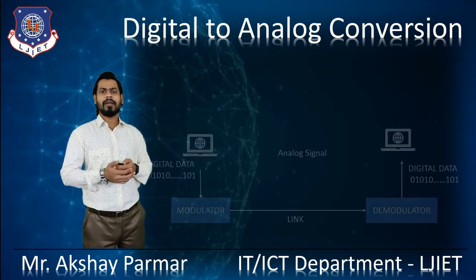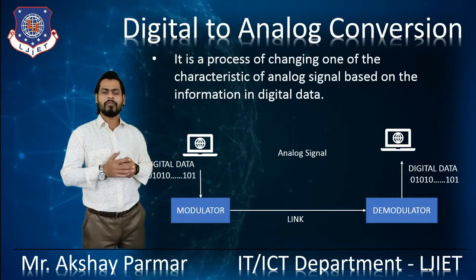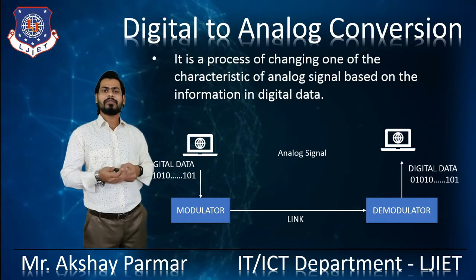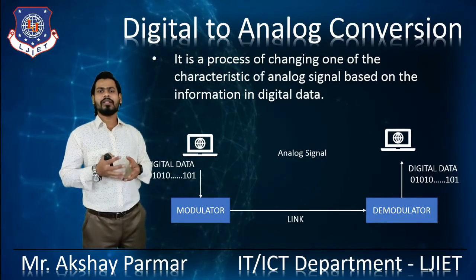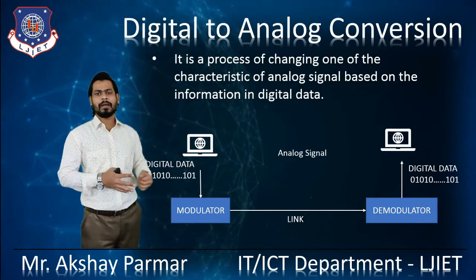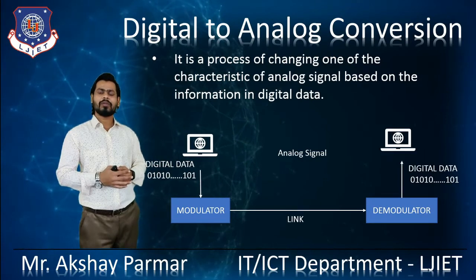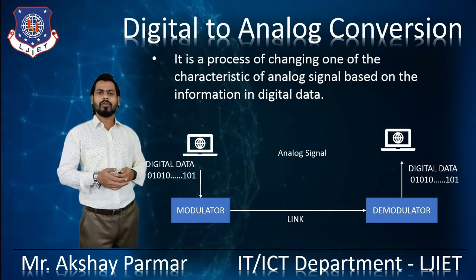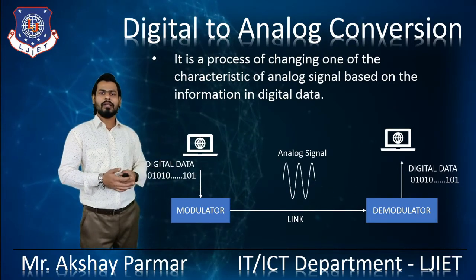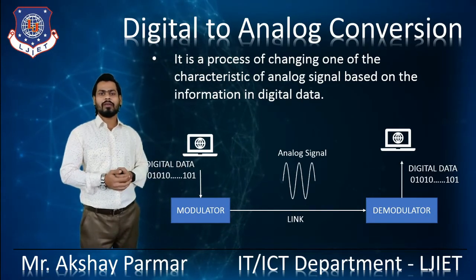So let's see why we are using digital to analog conversion. It is the process of changing one of the characteristics of the analog signal based on the information in the digital data. The sender sends the digital data, the bit sequence, to the modulator. The modulator then converts that digital data into an analog signal. Here we are going to learn about digital to analog conversion.